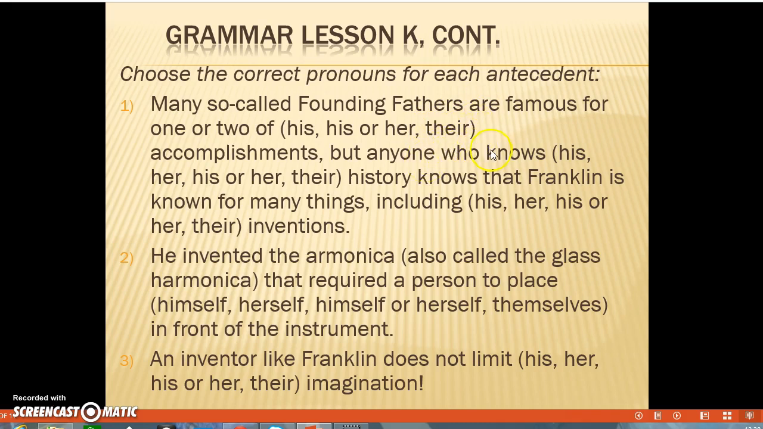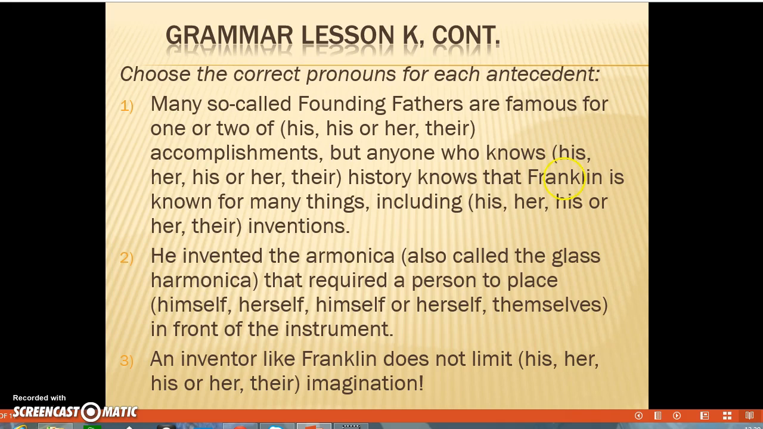But anyone who knows blank history, okay, so anyone here is our pronoun. We know that that's talking about one person, but we don't know if it's male or female. So we would have to use his or her. But anyone who knows his or her history knows that Franklin is known for many things, including his, since the antecedent is Franklin, inventions. So that's how we're going to go about it. We're going to look for that antecedent and make sure that the pronoun we're using matches the antecedent.